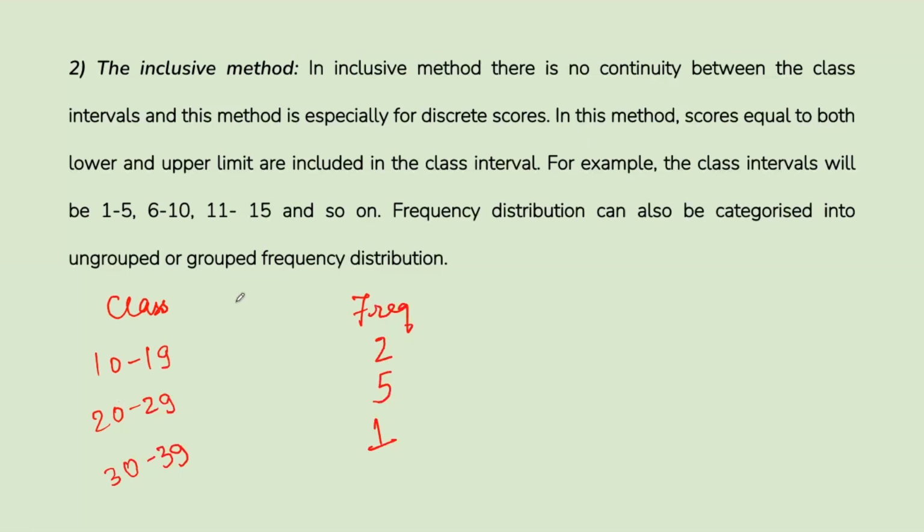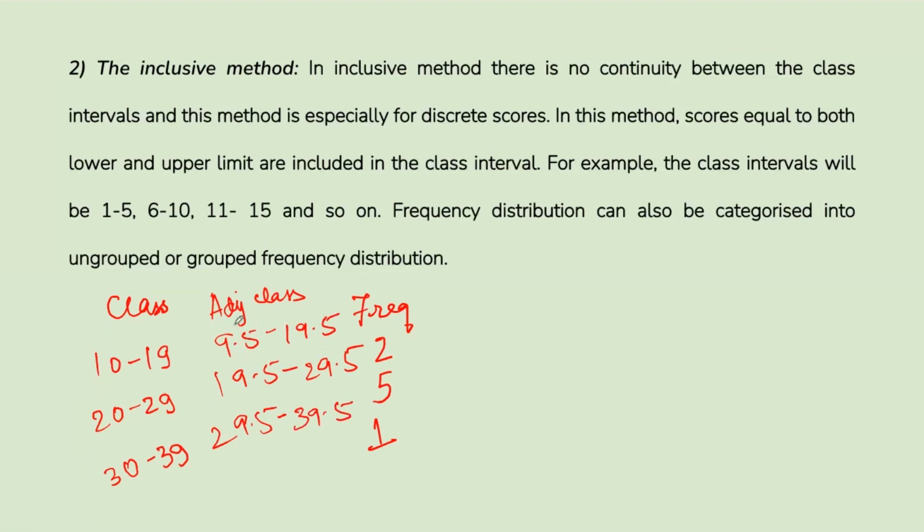So how will you do it? You have to subtract 0.5 from the lower class limit and add 0.5 to the upper class limit. So this will be the adjusted class. Subtract 0.5 from 10, you get 9.5. Then add 0.5 to 19, you get 19.5. Similarly, subtract 0.5 from 20, you get 19.5. Again, add 0.5 to 29, it will be 29.5. Subtract 0.5 from 30, again it is 29.5, and then add 0.5 to 39, it will be 39.5. So this is how you convert an inclusive class to an exclusive class.